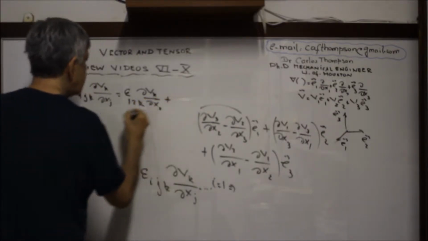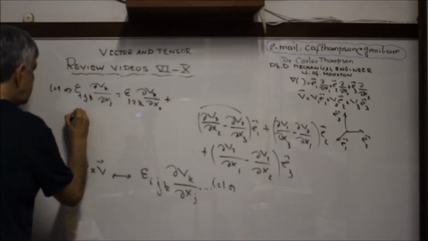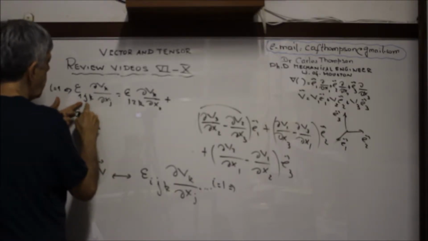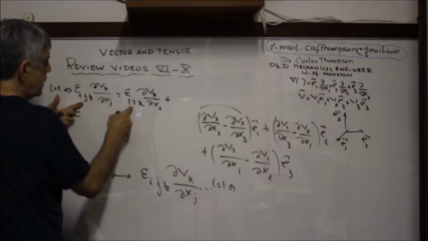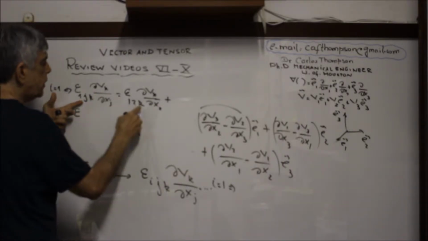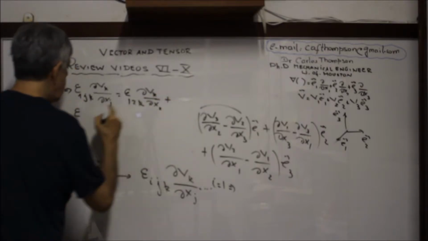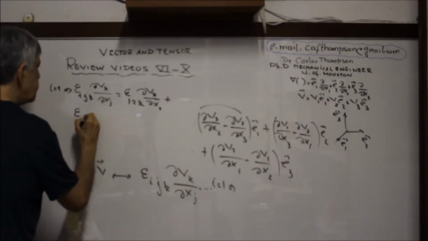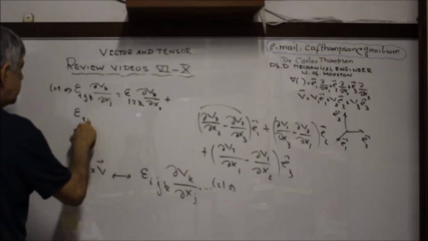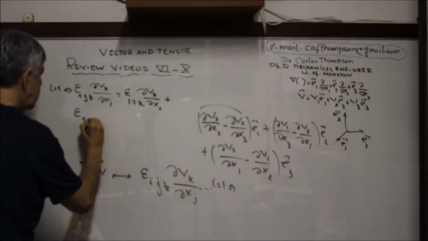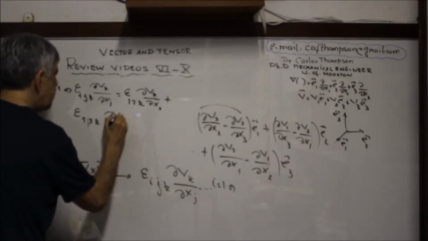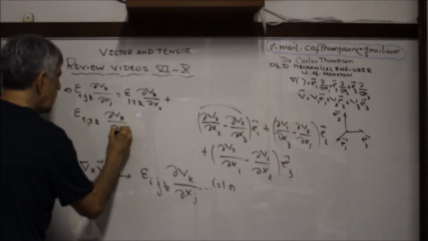plus epsilon 1, 3, k. In this case it will be 1, 1, 1. It can't be 1 here. j is 2 here. Now j is 3, 1, in this case 2. Let's put 3 here. Okay, 3, k, partial of Vk with respect to x3.